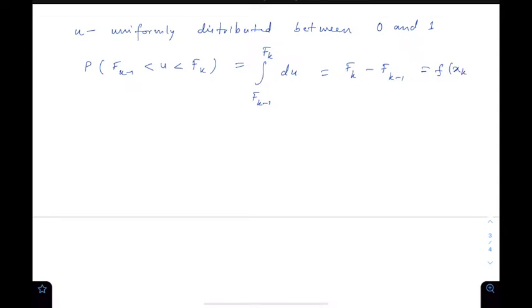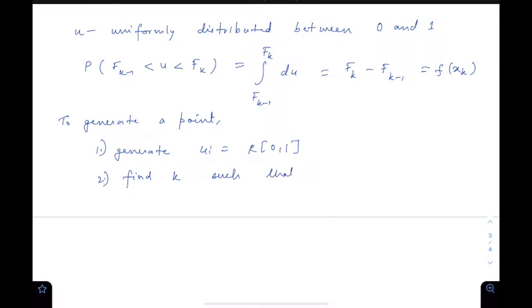To generate a point, what we need is to first generate u_i as a random number between 0 and 1, and then find k such that u_i lies between F_(k minus 1) and F_k. Then x_k is the desired value of x.